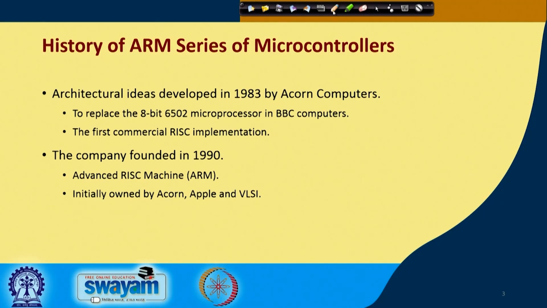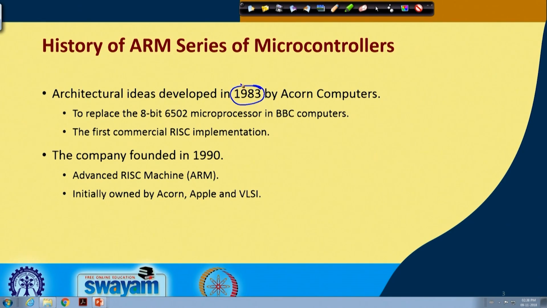Now, the architectural ideas that have evolved into this ARM class of microcontrollers were developed long back in 1983. There was a company called Acorn Computers, which was the first to develop and evolve such ideas. These ideas were a little different because they started to develop the architectural ideas based on the reduced instruction set concept, the RISC architecture concept.